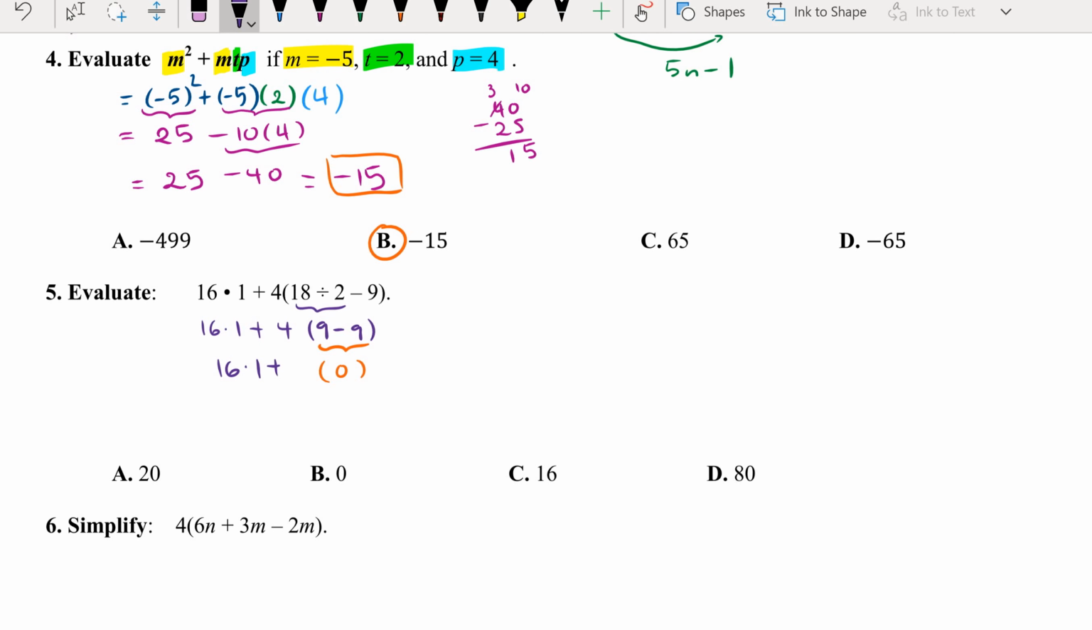16 times 1 plus 4 times 0. 4 times 0 is 0. So we have 16 times 1 plus 0. 16 times 1 is 16, plus 0 is still 16. So the answer is C.